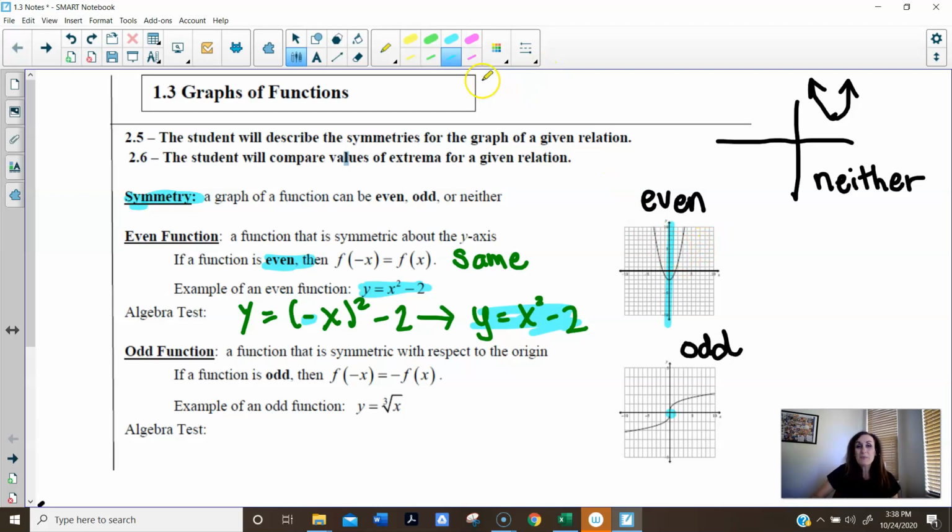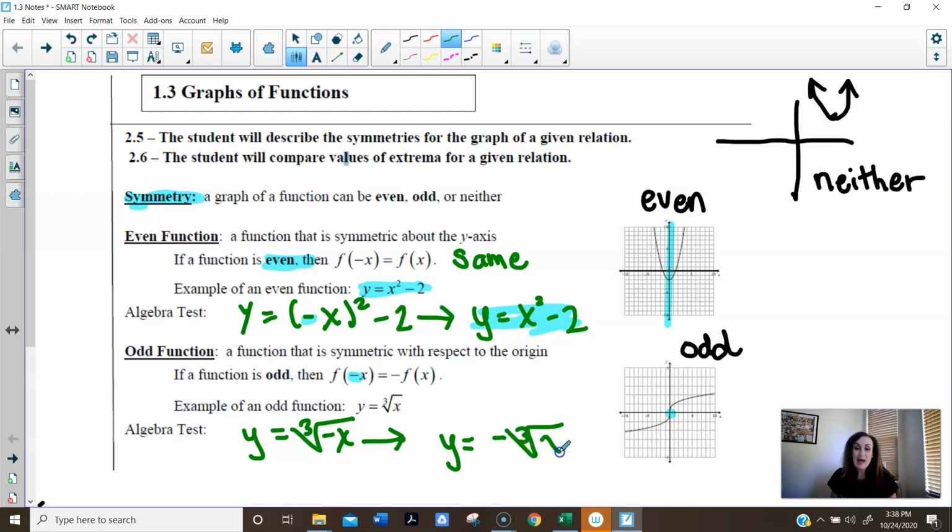So let's look at an example of an odd function. We're going to do the same thing: we're going to take x and replace it with the opposite of x. So I have y equals the cube root of x. The algebra test would be y equals the cube root of the opposite of x. Now we know if we have a negative number under a cube root, it's going to stay negative. So this is going to result in y equals the opposite of the cube root of x.